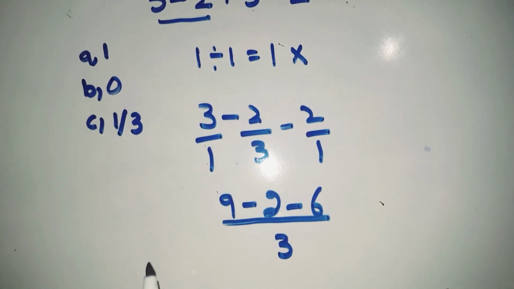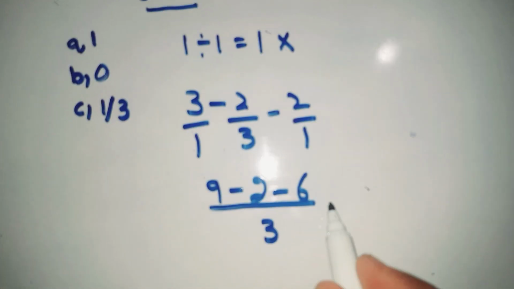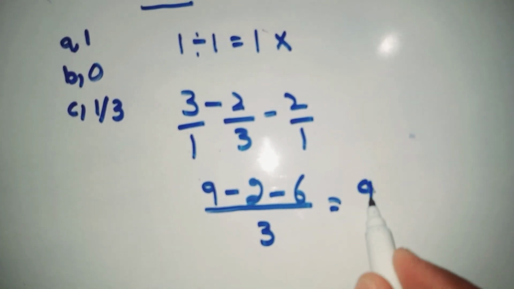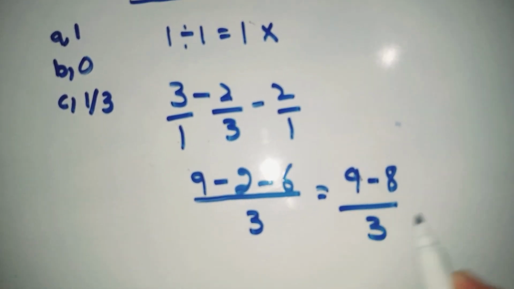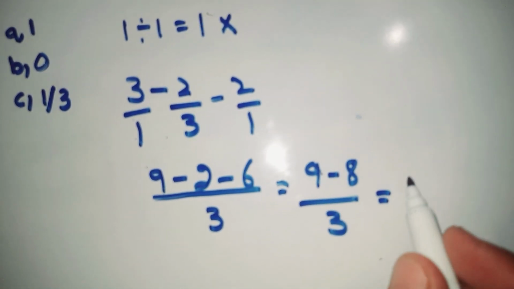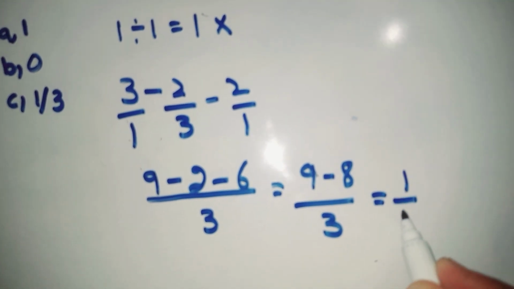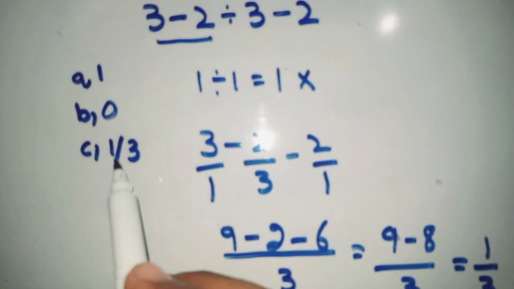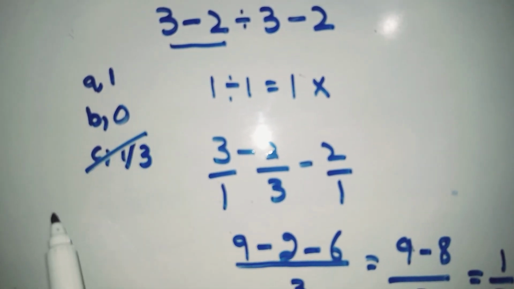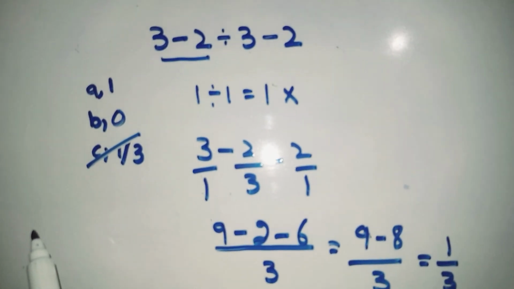6. So now 6 minus 2 minus this is equal to 9 minus 8 upon 3. So now 9 minus 8 is equal to 1 upon 3. So 1 upon 3 is the correct answer. So we see that option C is correct. This is our answer.